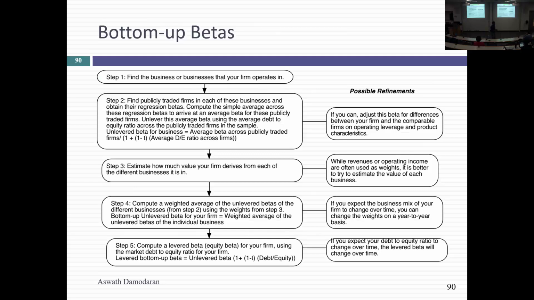So now I can offer you an alternative to the regression beta. I call it a bottom-up beta, because it sounds fancy. But here's what it is. You tell me what businesses you operate in, and I can estimate a beta. So that was going to be my lab experiment.